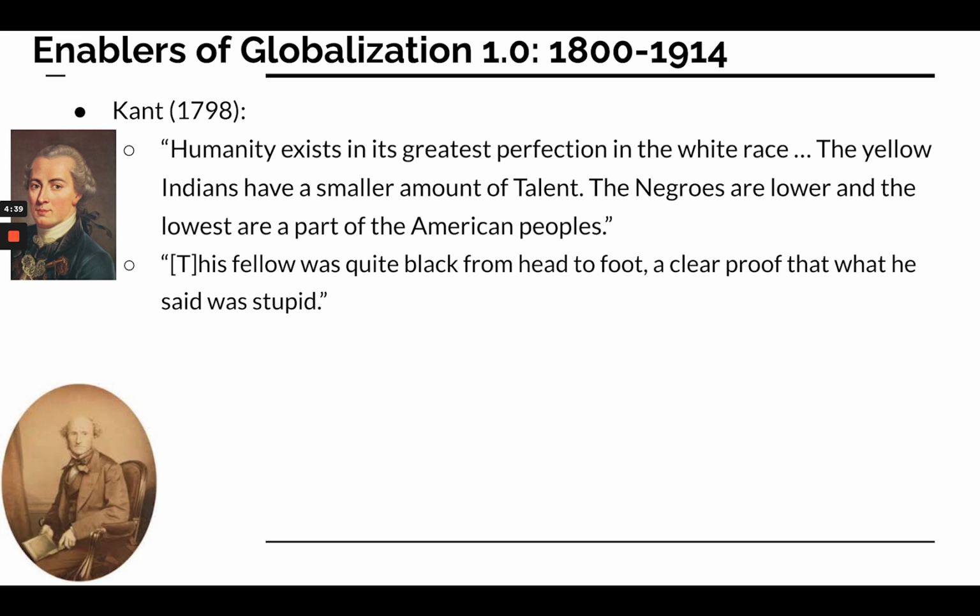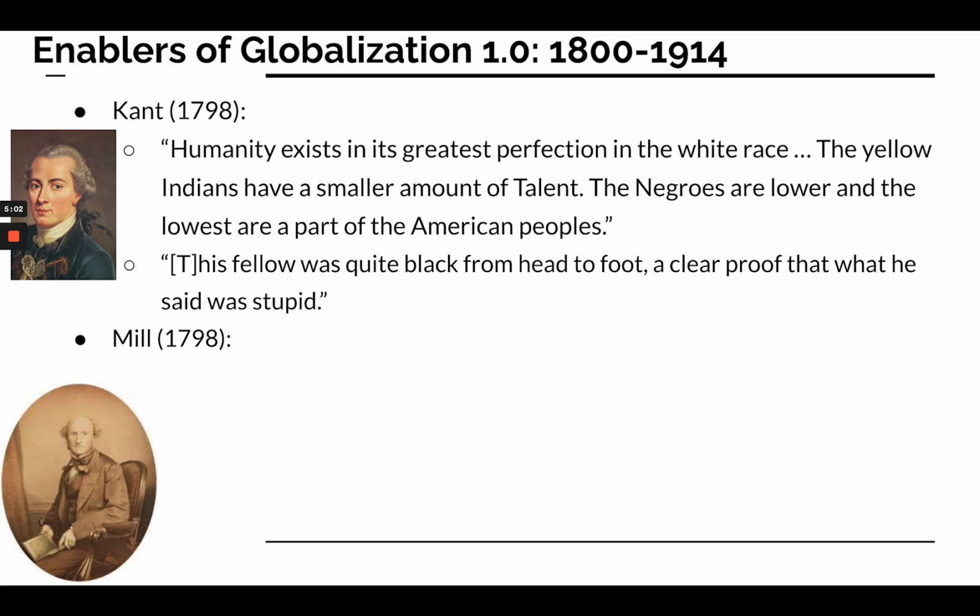To make it more clear, and in referencing something that he heard in a conversation with a black man, he said, "This fellow was quite black from head to foot, a clear proof that what he said was stupid." And so he's judging the man and his intellect based on the color of his skin and judging it by the fact that it's not white.